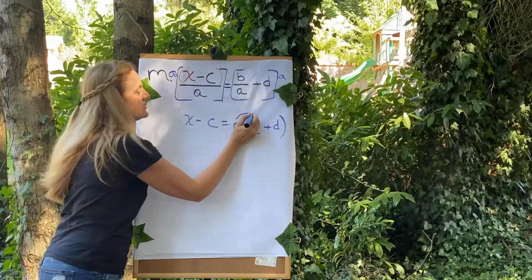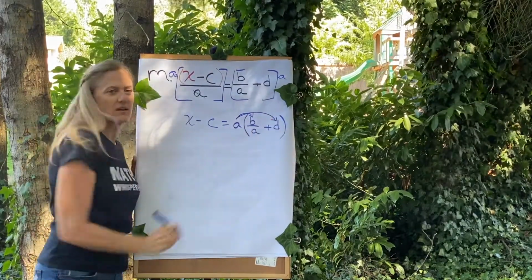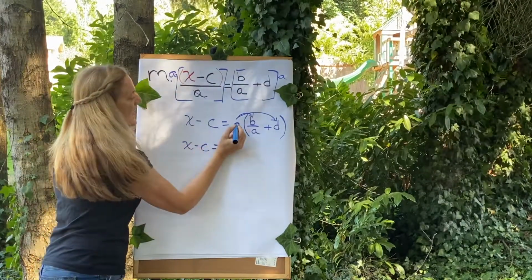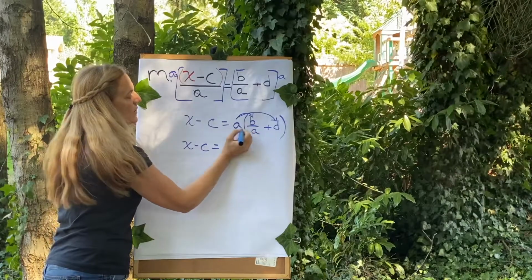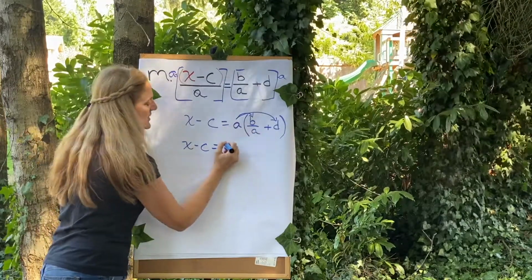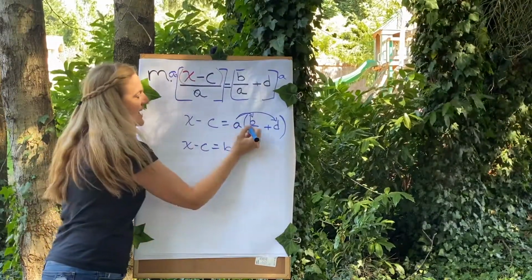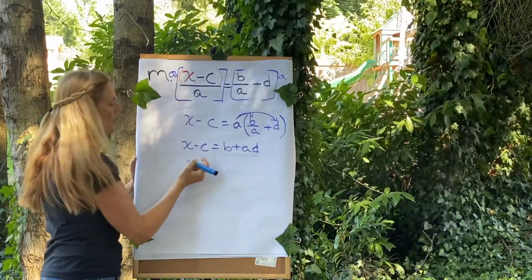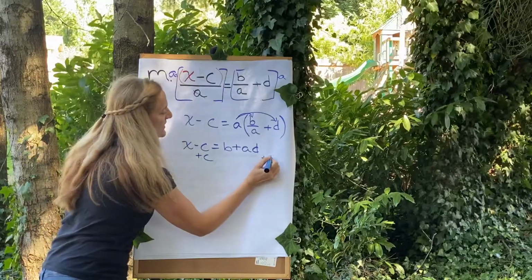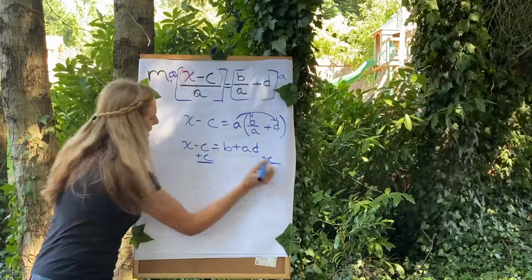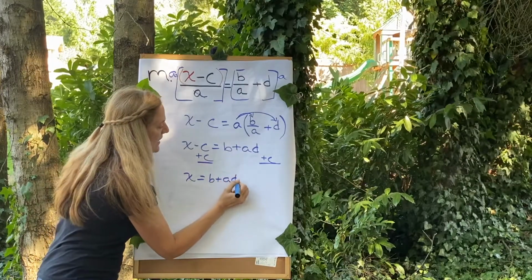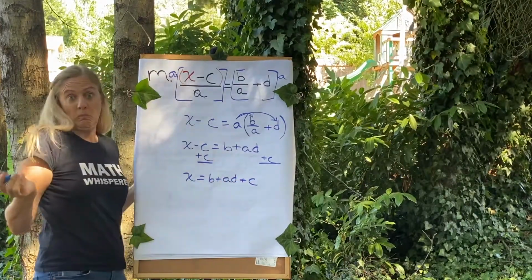I'm going to go ahead and distribute the A into the parentheses. So I have X minus C equals A times B over A. Well, when I do that, the A's divide out and I just have B. And then A times D. So B plus AD. And now I can do my addition property of equality. Just made me feel better. And I end up with X equals B plus AD plus C.